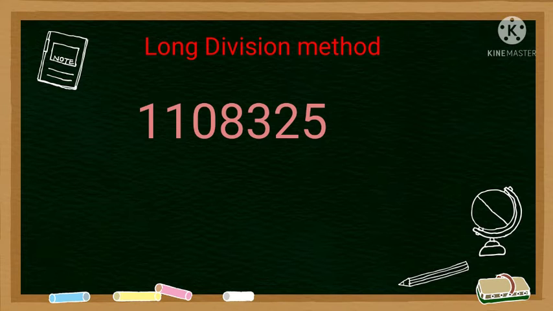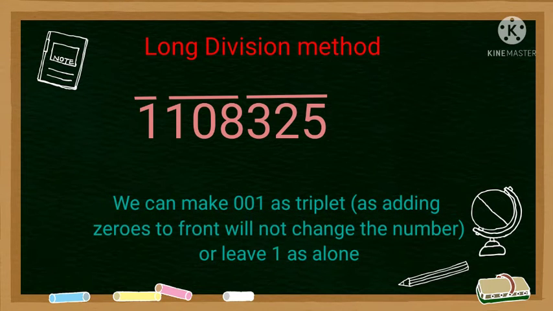So we have the triplets as 325, 108, and then we are left with the digit 1. Since it is not a triplet, we can make it a triplet by adding 2 zeros to its front, that is the triplet 001, or we can leave it as such. The next step is to take that number as the dividend. Now for division we need a divisor. For the divisor, look at the first triplet from the left hand side. Here the first triplet is 1.